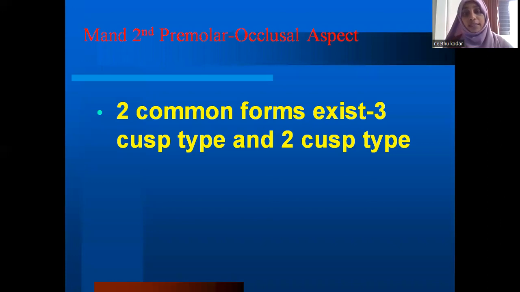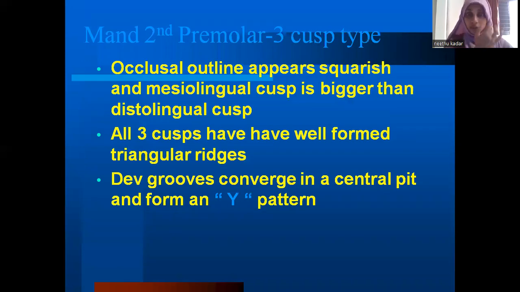Occlusal aspect. To discuss the occlusal aspect, like I said, it exists in two forms, three-cusp type and two-cusp type. First, we will discuss the three-cusp type. The occlusal outline appears squarish and the mesiolingual cusp is bigger than the distolingual cusp. All three cusps have well-formed triangular ridges. The developmental grooves converge at the central pit and form a Y pattern.